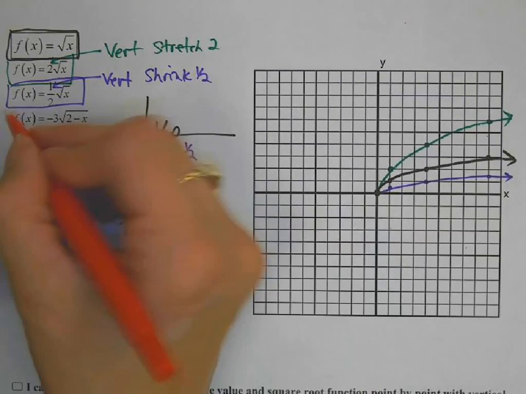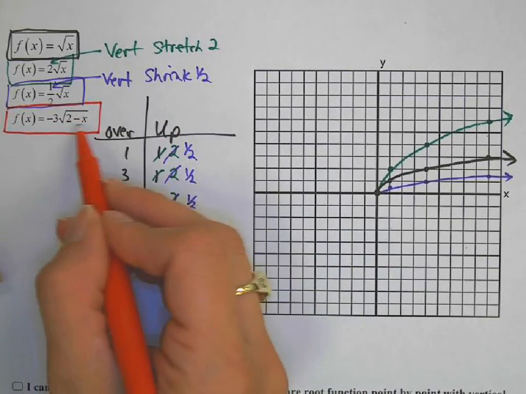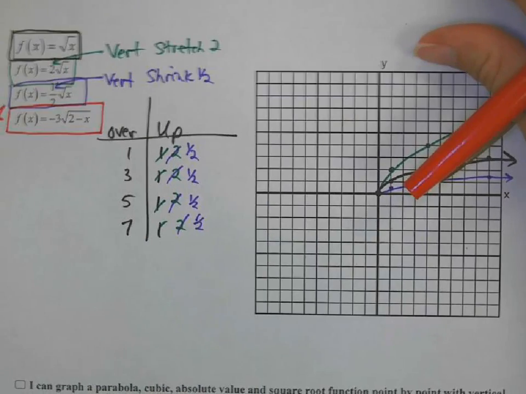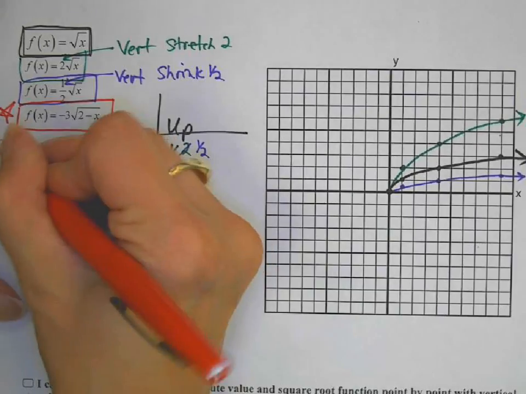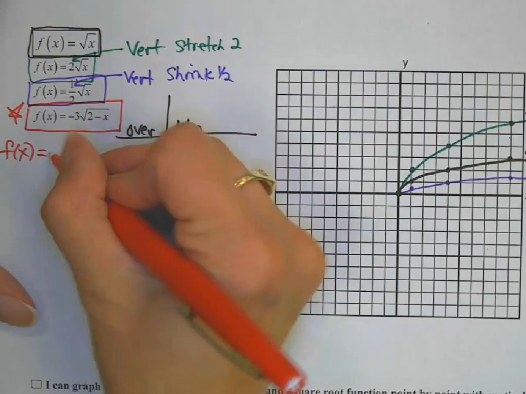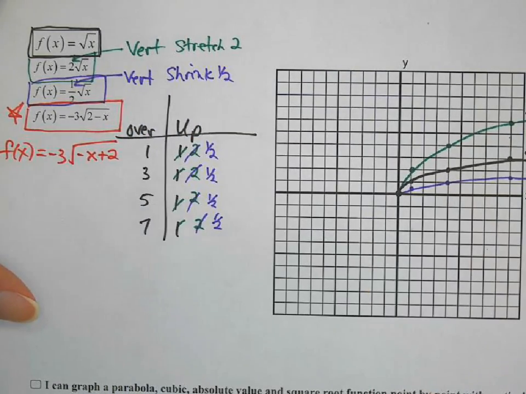Okay. And it's time for the last one right here. This last equation. Oh, this one's not ready. Red star. It is not ready. What we have to do is rearrange the inside. Rearrange the inside is going to make this the square root of negative x plus 2.